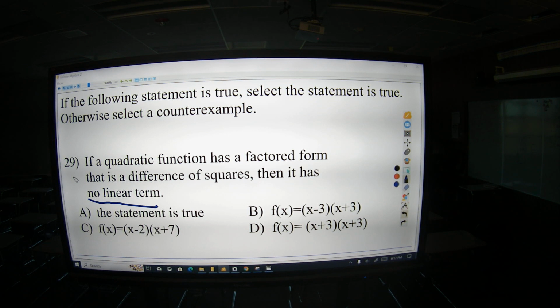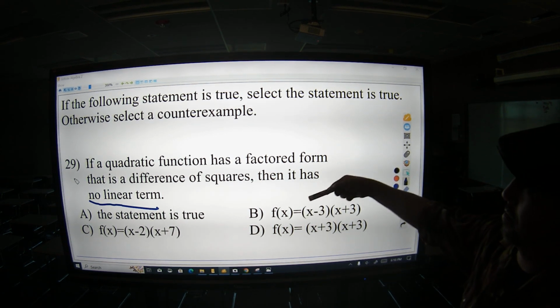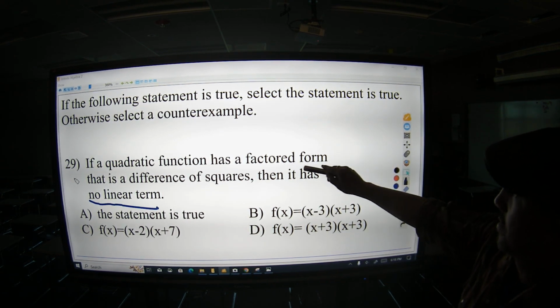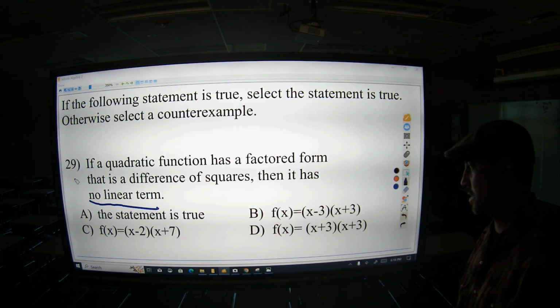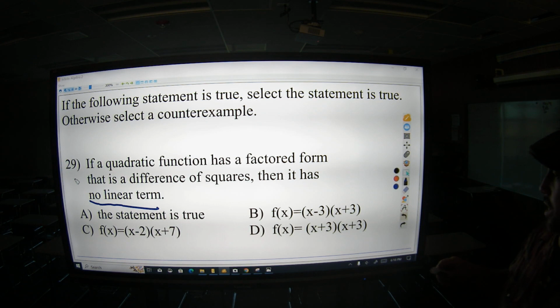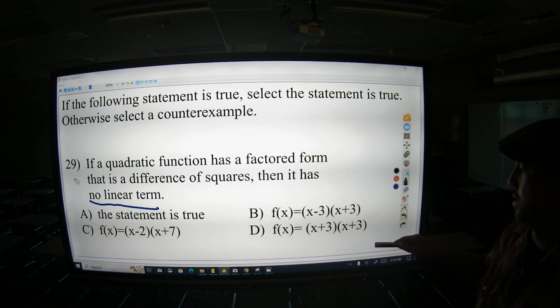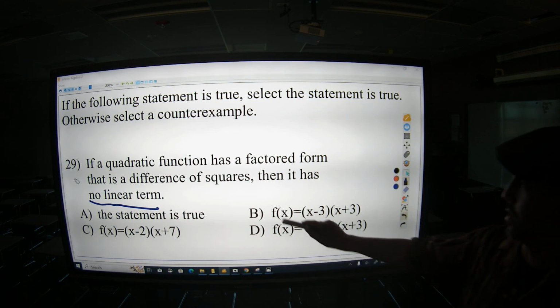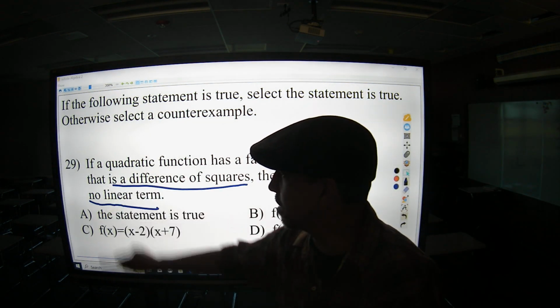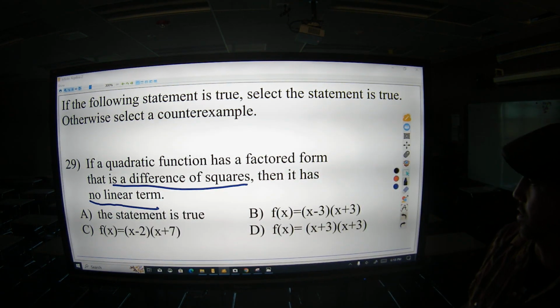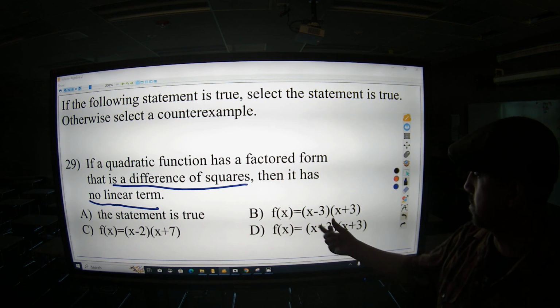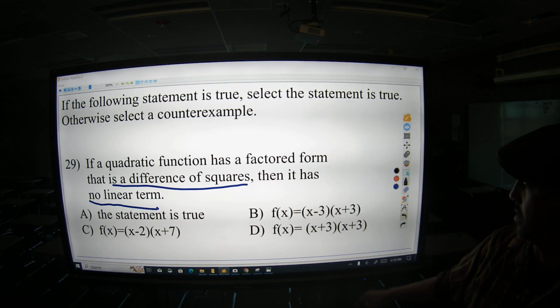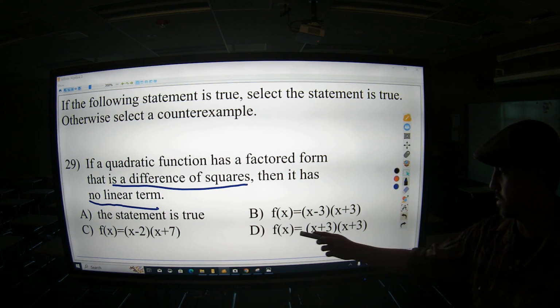But, you know, if we did the work, you might wonder, wait, what is this talking about? And the factored form, all of these are in factored form right now. And they're all quadratic functions. So that means we don't have any non-examples so far that we can cross out. Or do we? Because we're looking for factored forms that are a difference of squares. Okay? This one is a difference of squares because the only difference between these two binomials is the plus and the minus. This is not a difference of squares, right?